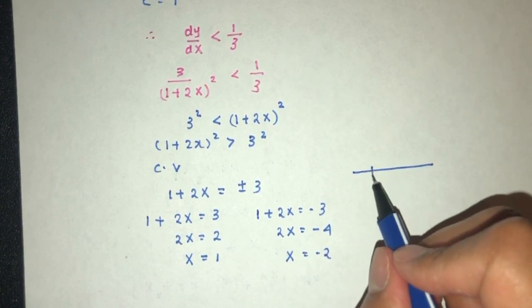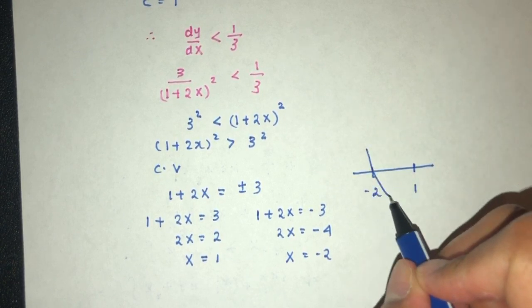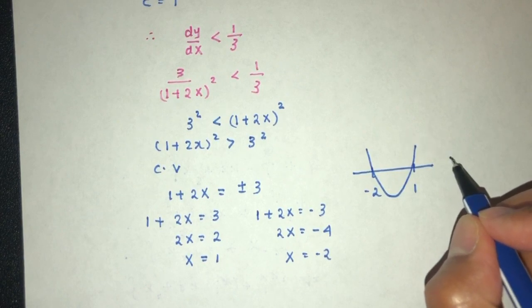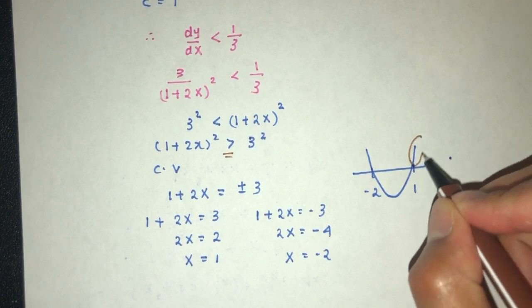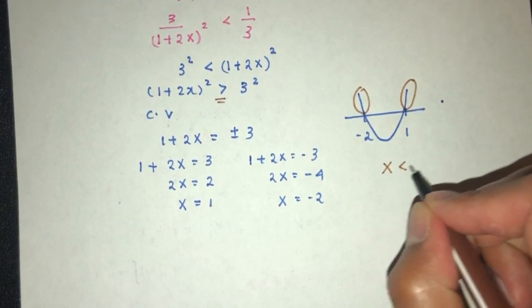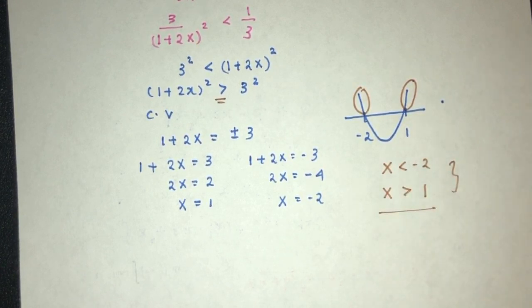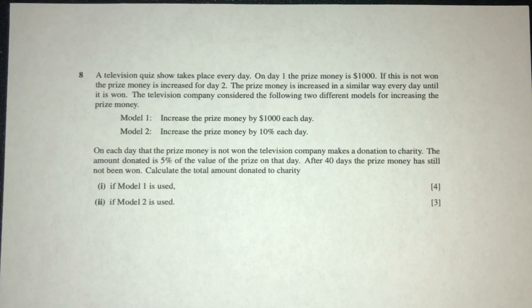It will be in this shape here. Minus 2, 1, obviously. And it will be the shape of this. This will be your line, 3 over here. As you can see, we need it to be more, so it should be on this side and on this side. So x needs to be less than minus 2, or x to be more than 1. Here will be the set of values of x for which the gradient is less than 1/3. Okay, so let's move on to the next question.